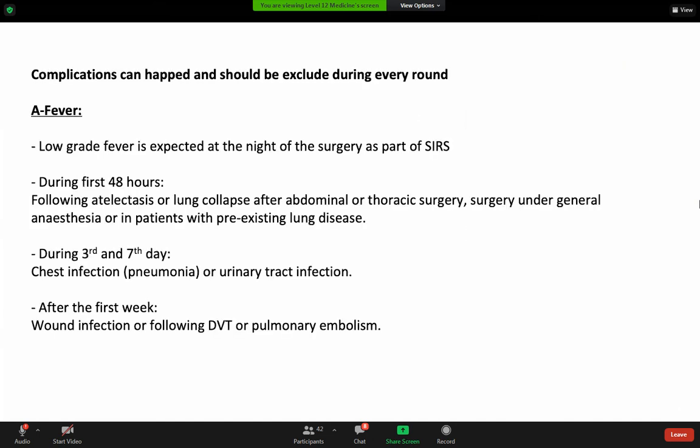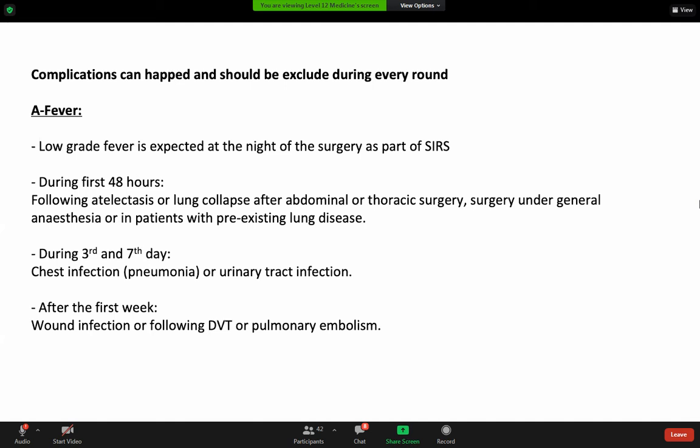What other complication can happen during that period, the intermediate period? Fever. Low-grade fever is expected. Why expected? On the night of surgery, as part of SIRS. So during the first 48 hours, what could it be? What is the source? Why will there be a fever? What is the source of infection?